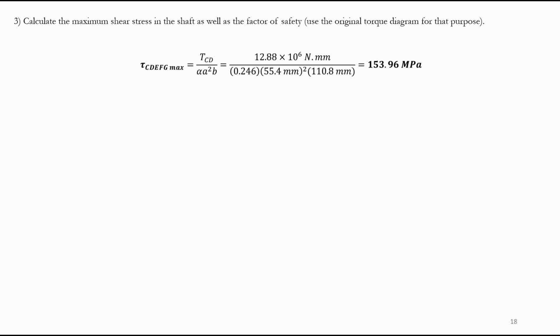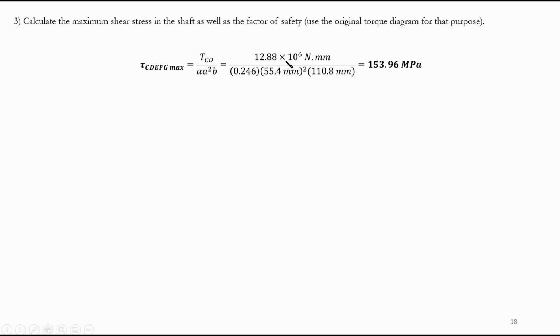So the maximum stress for this portion is going to be, again, what is the maximum stress for a rectangular section? It's T over alpha A squared B. T for that section, the maximum is 12.88. Because, as you know, the question said use the original torque diagram, right? So the original torque diagram is applicable for this. So what was the maximum value?